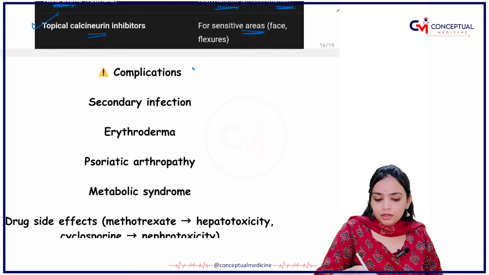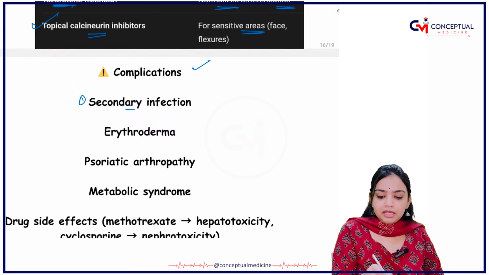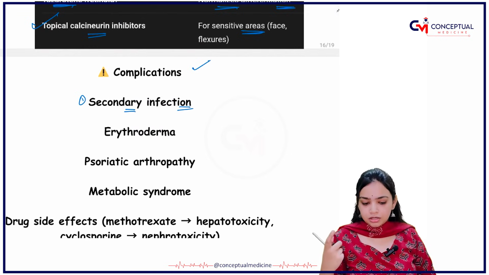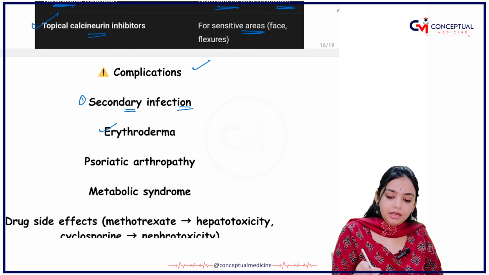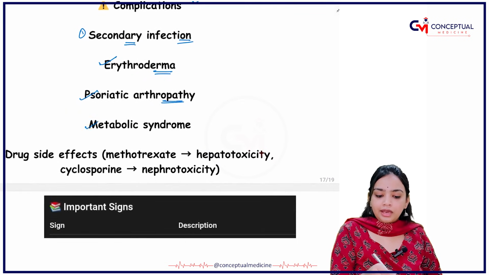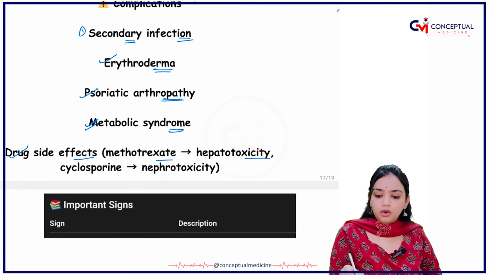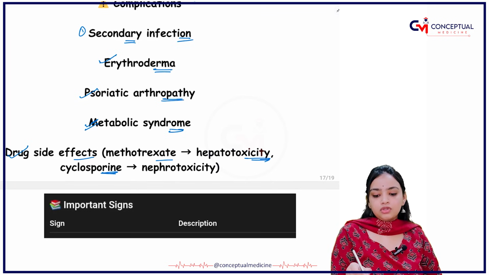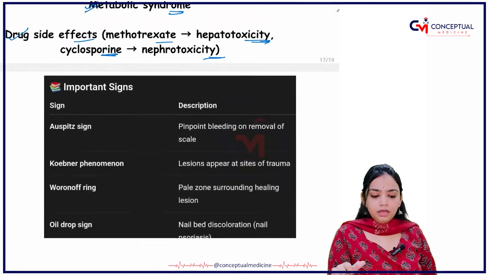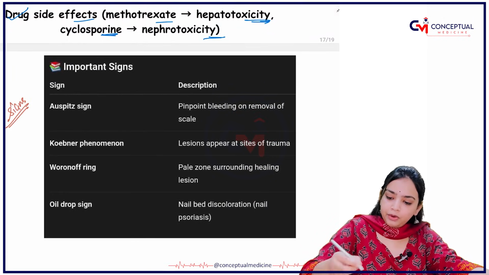Okay. What are the complications that can occur? The first complication that can occur will be secondary infections. The patient can develop any other infections as well. There can be erythroderma, there can be psoriatic arthropathy, and there can be metabolic syndromes. Drug side effects: methotrexate will cause hepatotoxicity, and cyclosporine is mainly nephrotoxic. These are basically the important points that we need to remember.